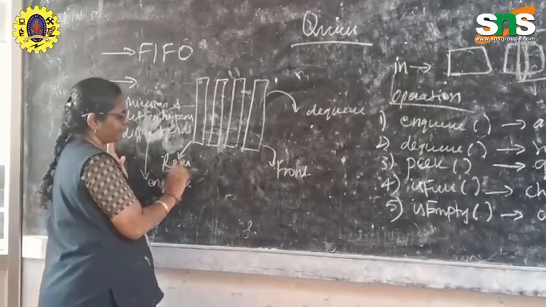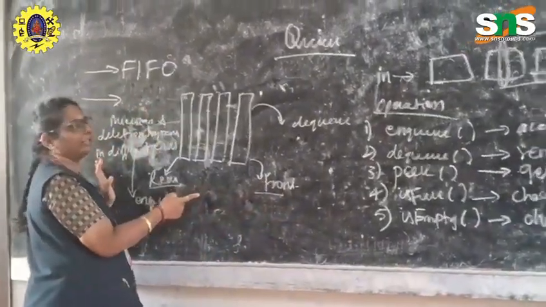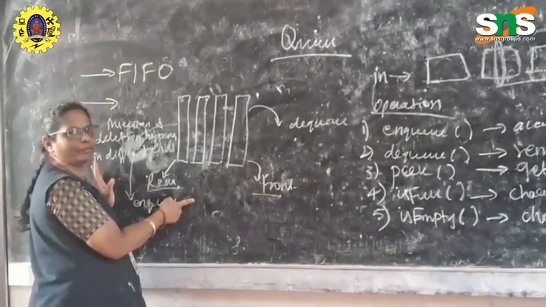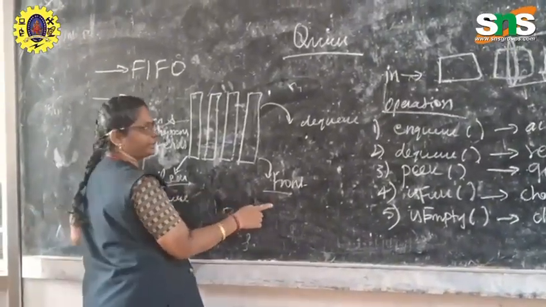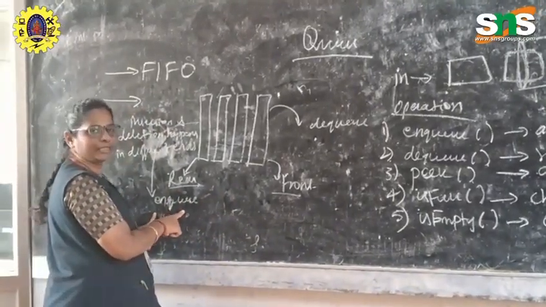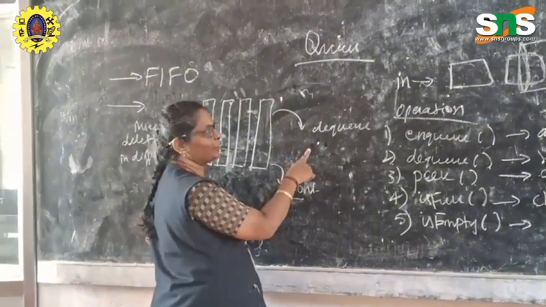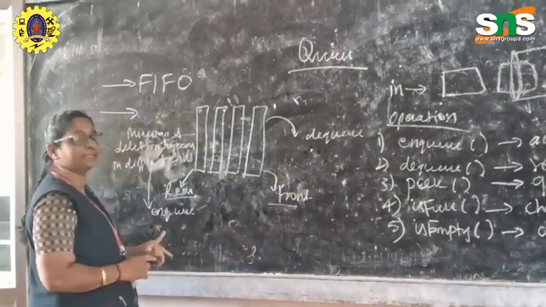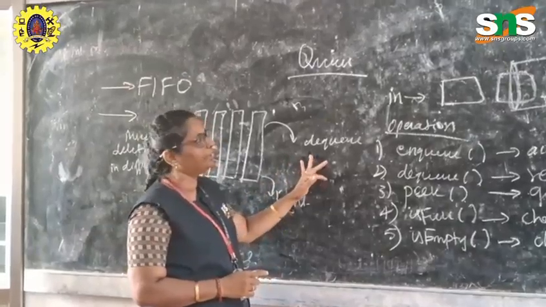Here it has a rear and a front, 2 pointers, but in a stack it has top as a pointer. Here we have rear and front as pointers. In the rear we can use the NQ operation. In the front end we can use the DQ operation. So NQ means we can insert the element. DQ means we can remove the elements from the queue.